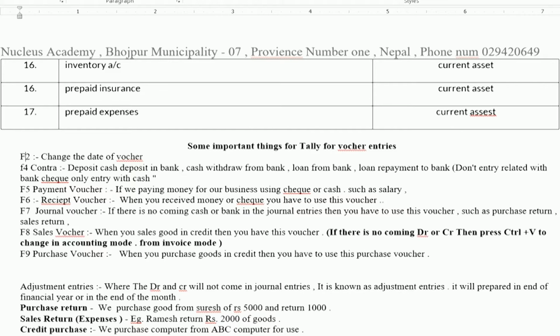Using the sales voucher, if you are selling goods on credit, in that case you have to use the sales voucher. To use the sales voucher, you just have to press the F8 button. For the purchase voucher, you just have to press the F9 button. If you are purchasing goods on credit, then you can use the purchase voucher. To use the purchase voucher, just press the F9 button.